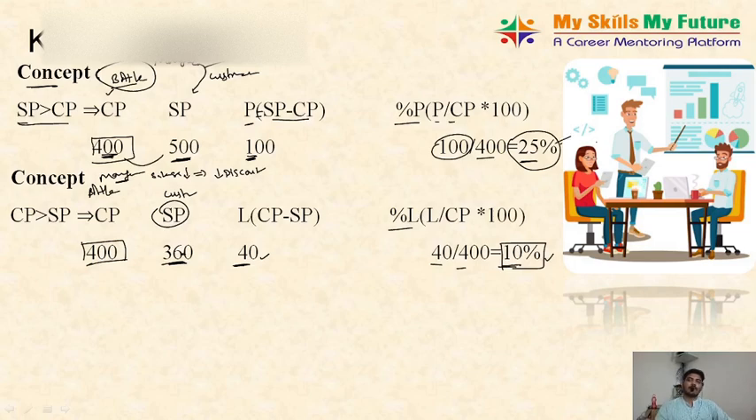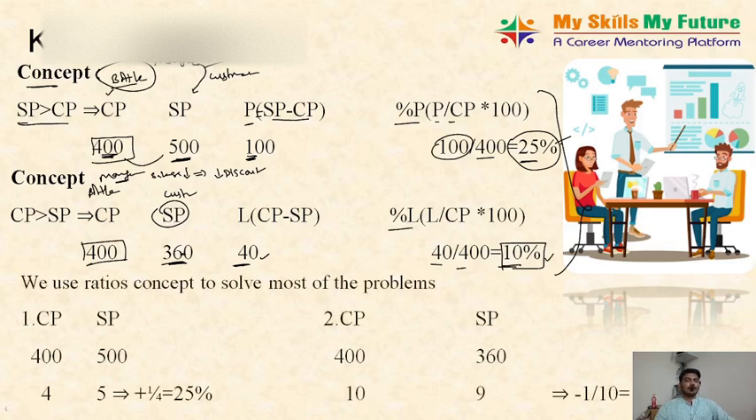Now these two scenarios, let us try to solve in a simple manner by using the ratios concept here. We use the ratios concept to solve most of the problems here. So the first scenario here is the cost price and selling price. Here the cost price was 400 and the selling price was 500. In terms of the ratios concept, you need to eliminate the common numbers present in the given numbers. So if we eliminate the common numbers, the two zeros here, it will become 4 ratio 5.